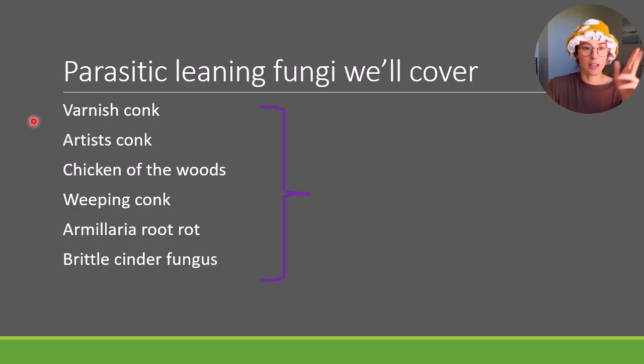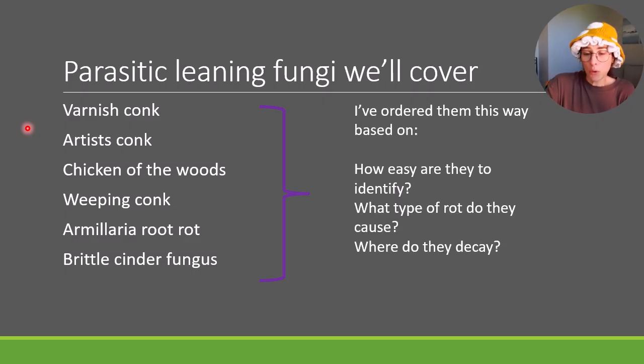Now I have ordered these specifically, as far as what I consider to be, let's say, least to most concerning. Now I want to be clear, that does not mean that Varnish conk is not concerning. It's just a relative situation. And there's a couple reasons I've used to organize them thusly. How easy are they to identify? The ones that are harder to identify go lower on this list, simply because people will miss them. In some cases, fully not identify them at all. In other cases, maybe misidentify them for something else.